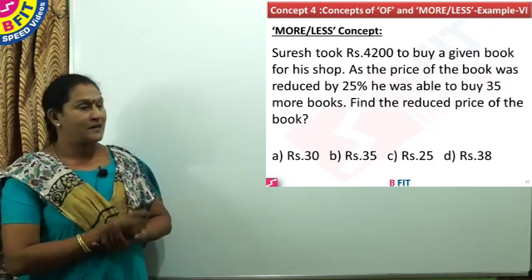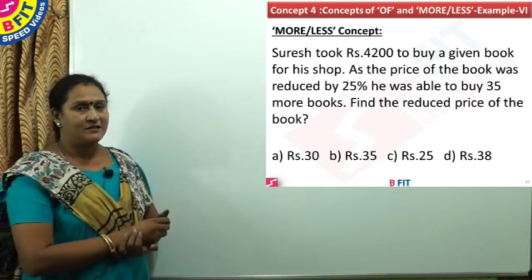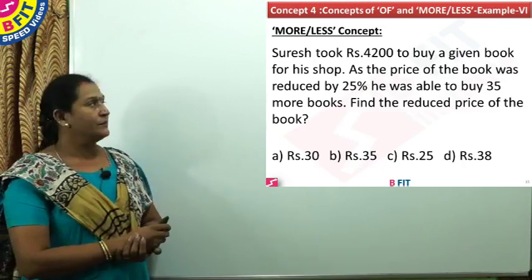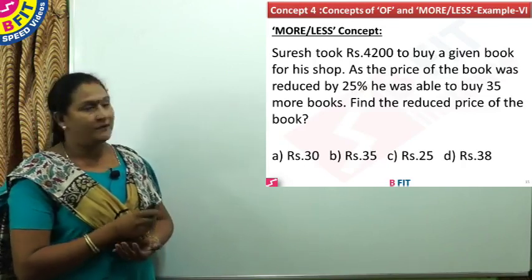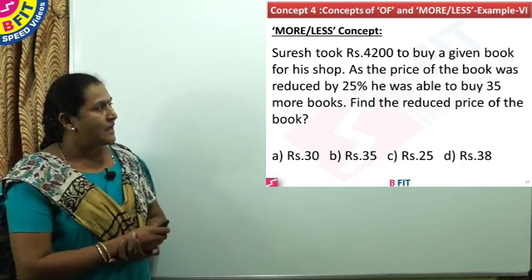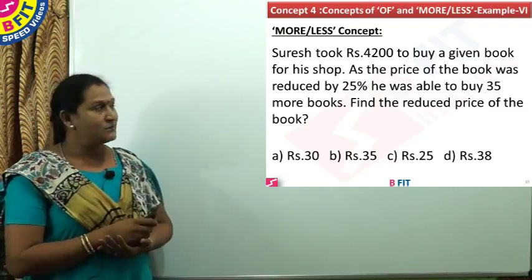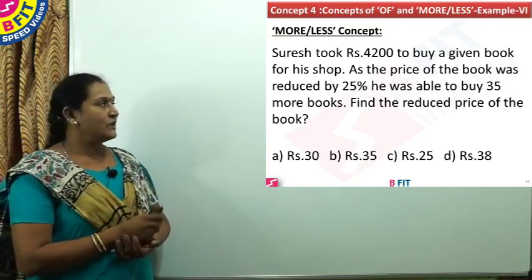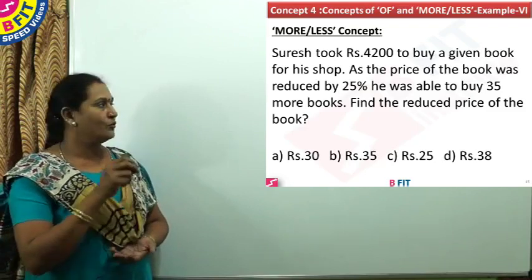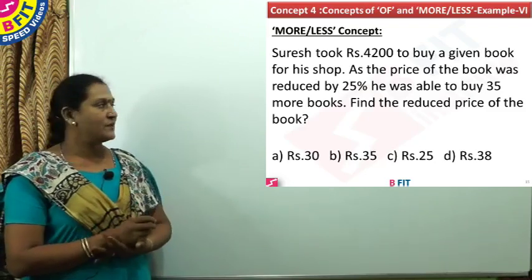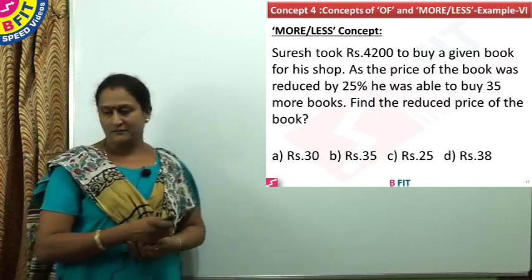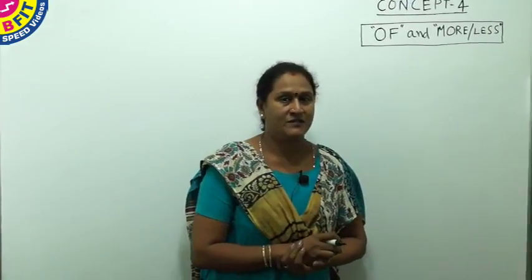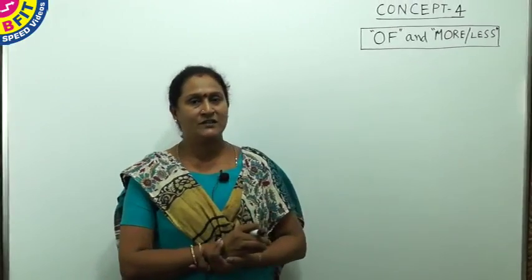So the next example is also a question based on the more or less concept. Suresh took rupees 4,200 to buy a given book for his shop. As the price of the book was reduced by 25%, he was able to buy 35 more books. So find the reduced price of the book. So we'll see the working. Before working out this question, we'll understand the question first.